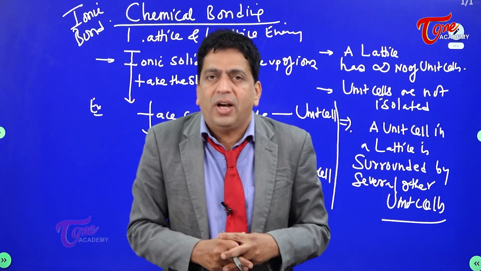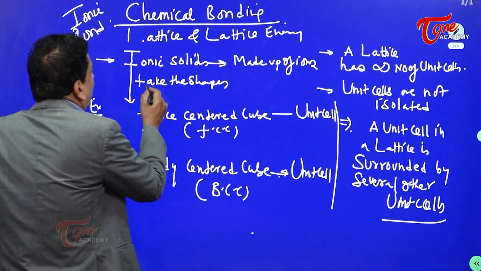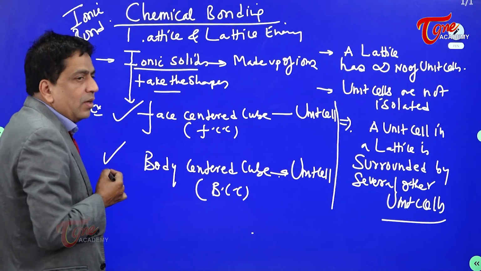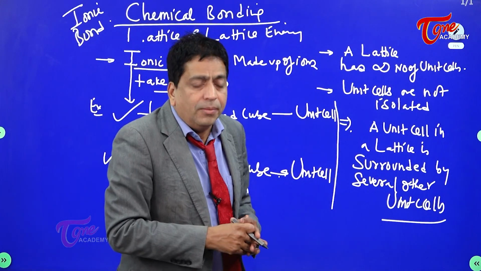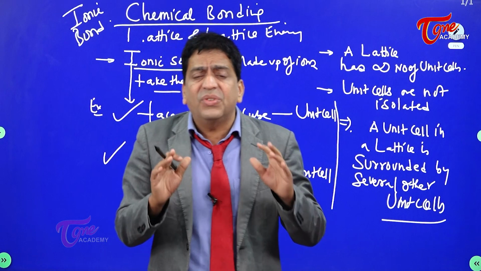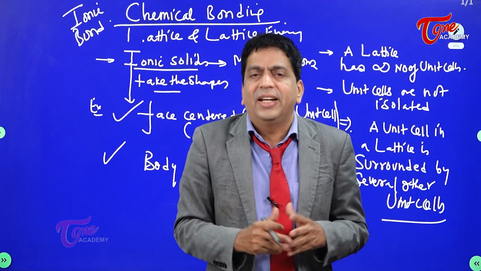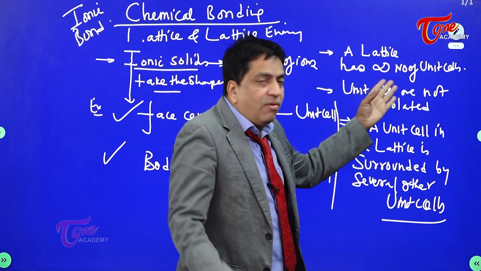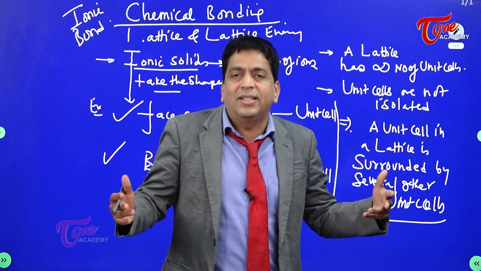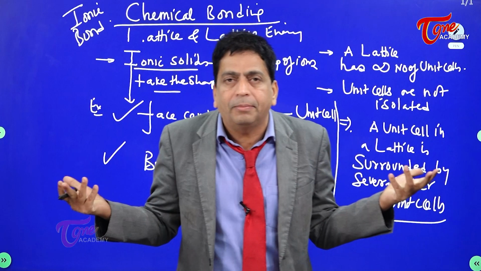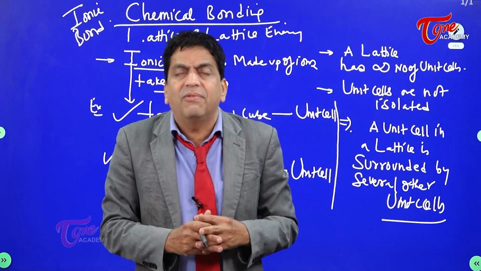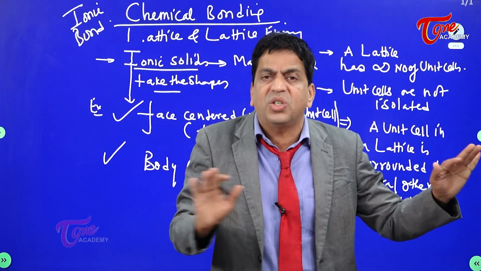You must understand. So what I'm trying to tell you is that ionic solids can take these shapes: face-centered cubes, body-centered cubes. Now if someone is asking what an FCC is, instead of straight away telling the definition, first of all tell him FCC is nothing but a unit cell. And remember that the lattice has an infinite number of unit cells, and unit cells are not isolated entities. So a unit cell is surrounded by several other unit cells. Whatever I'm speaking with respect to unit cells, I'm actually speaking for the entire lattice of that particular ionic substance which has taken this shape.